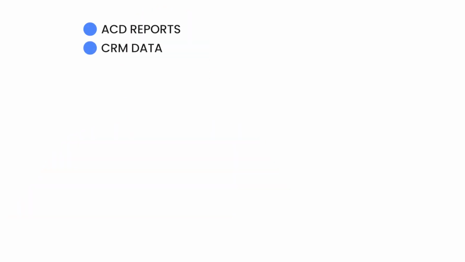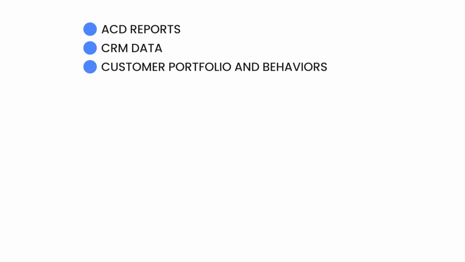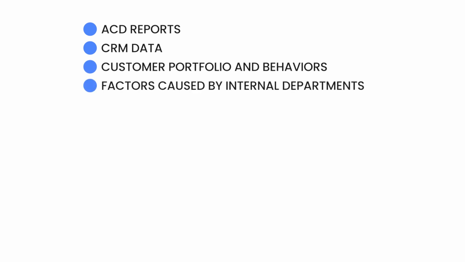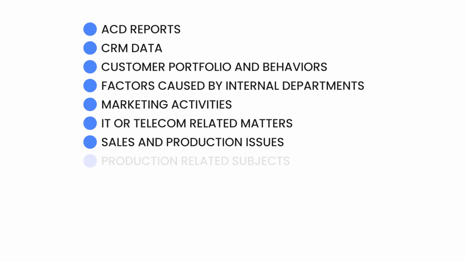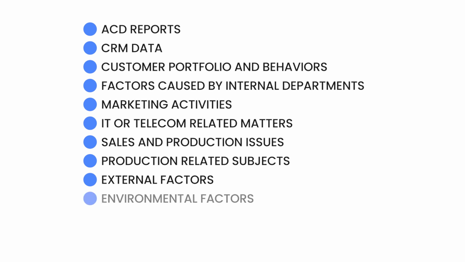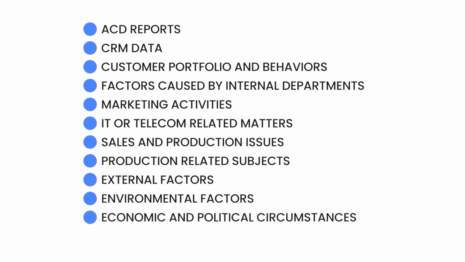ACD reports, CRM data, customer portfolio and behaviors, factors caused by internal departments, marketing activities such as campaigns, IT or telecom related matters such as new technologies, network capacity, and so on. Sales and production issues such as new customer target, product defects, and so forth. Production related subjects such as new products, product defects, and so on. External factors, environmental factors such as weather, season, and so forth.